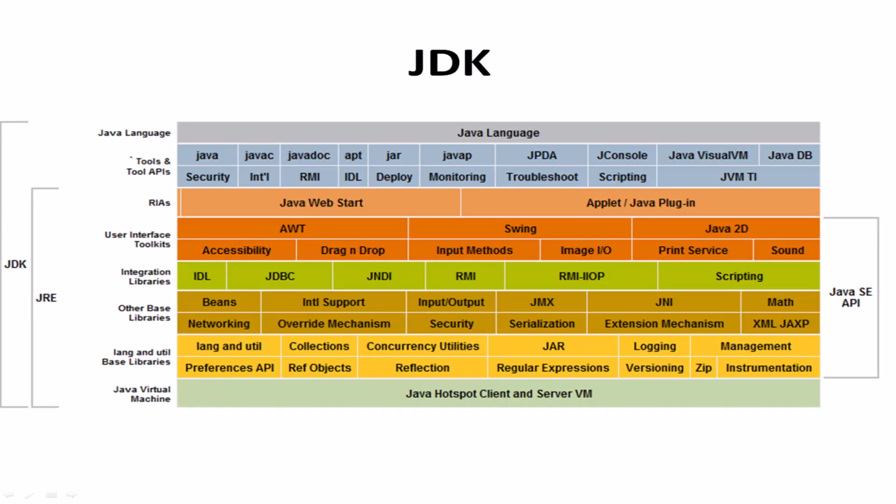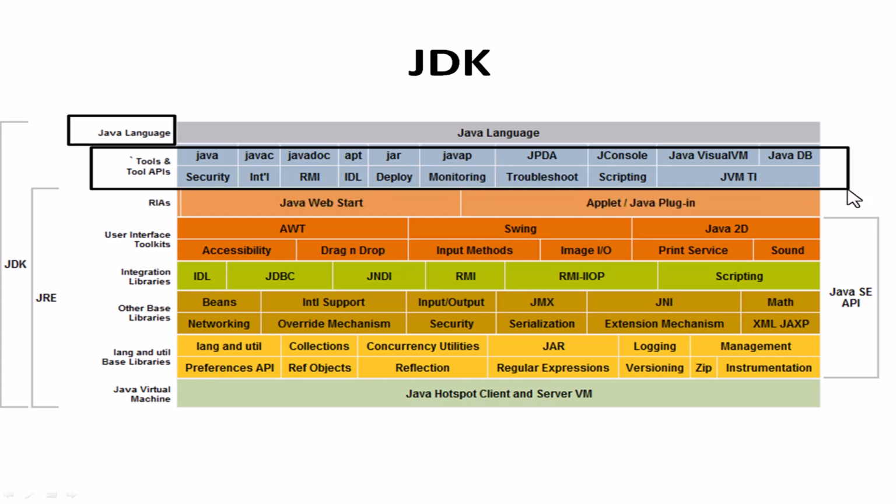JDK. Here JDK is software which you need to install. Once you install it, it has different kinds of capabilities. The first one is the Java language. The Java Development Kit supports the Java language. There are different tools used in this particular Java Development Kit.